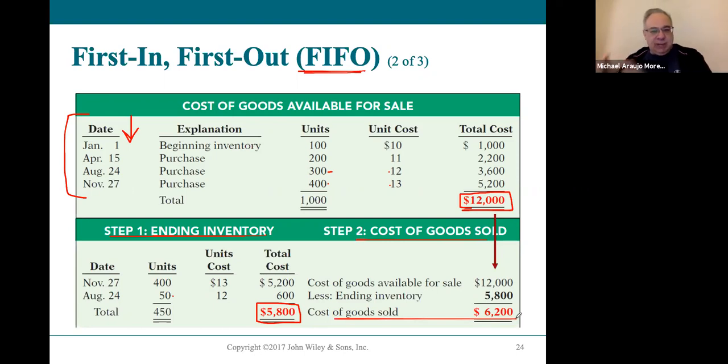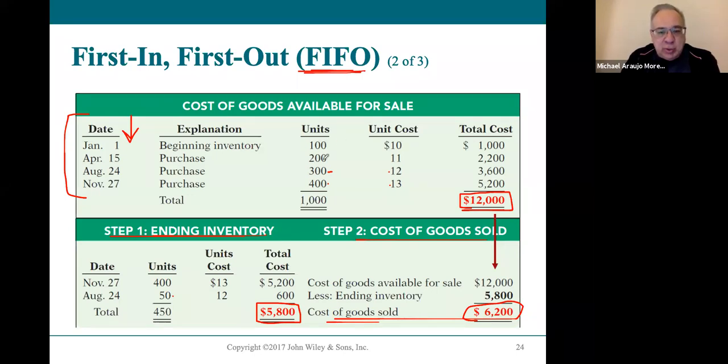But again, this is how your book explains it. You can double check mathematically that this is correct. How do we know that this is the correct number for cost of goods sold using FIFO? Well, we can check it. 100 units have been sold at $1,000.